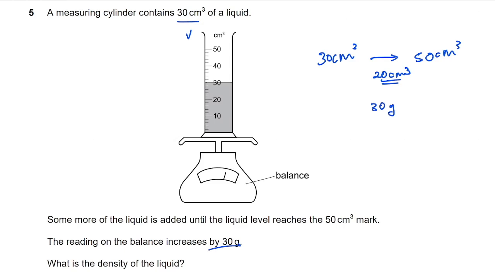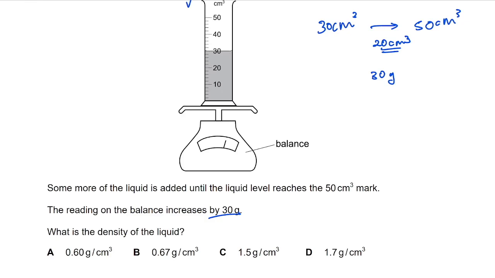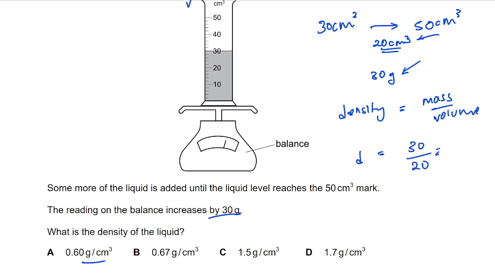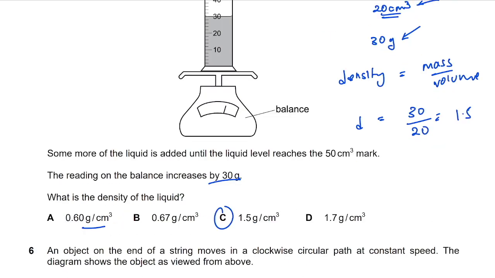Now it's very important to look at the units. The units are in grams per centimeter cubed. You can see here it's grams, here it's centimeter cubed. So we can use the formula. The formula for density is equal to mass over volume. So density here, which would be D, would be the mass. The mass would be 30 here, and the volume would be 20. So if you use your calculator right now, which I'll use, then you should get an answer of 1.5 grams per centimeter cubed. Move on to the next question.